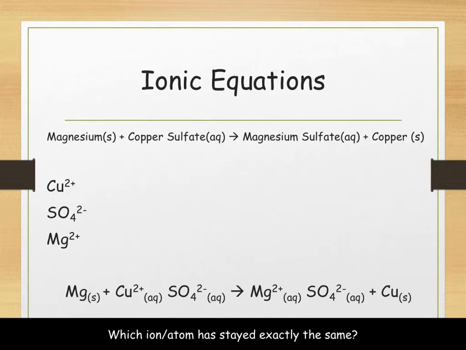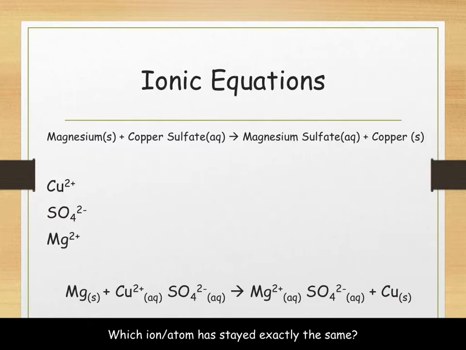Our reaction looks as follows. Magnesium as a solid with no ions present, plus copper, a 2+ ion, and we've got the sulfate ion present as well, magnesium plus copper sulfate. Goes to magnesium sulfate, we've now got magnesium 2+ and SO42-, and copper, which is no longer an ion as it is in the solid state.